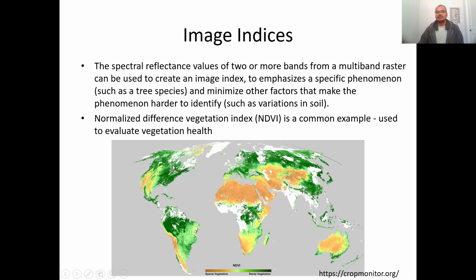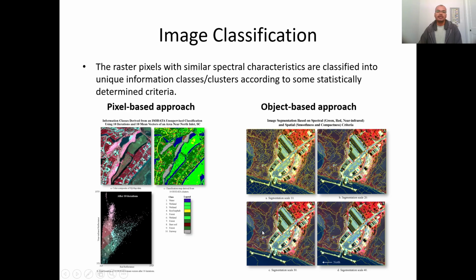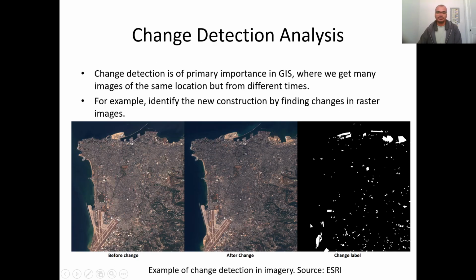So with this simple computation of index, you are able to extract the vegetative health or distribution of vegetation very easily. You can even use advanced techniques or advanced spectral signatures, where you can classify the spectral information into meaningful classes, and you can extract information classes, information clusters based on a pixel based approach or even an object based approach. Many algorithms are available to classify your raster images, satellite images, aerial images, and you can extract meaningful information.